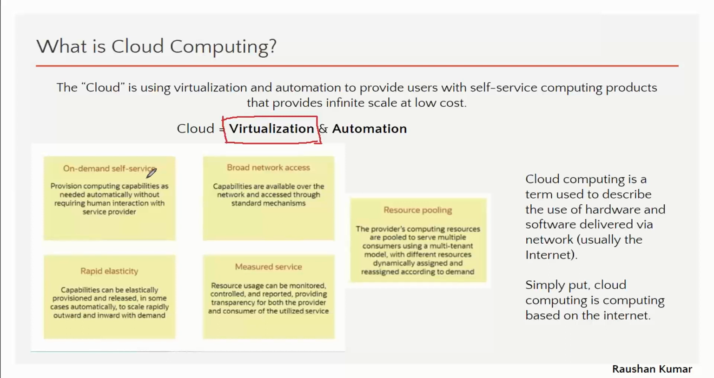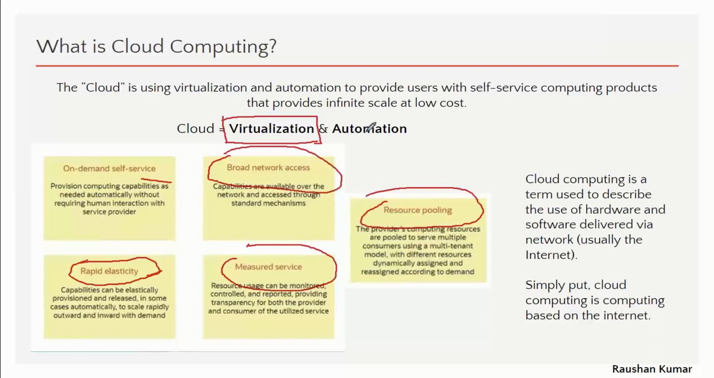The other features: on-demand self-service, measured service, where everything is measured. Broad network access: they have a footprint across the globe. Rapid elasticity: you can get as many servers as you want, whenever you want, with the click of a button. Resource pooling. These are all the features of cloud computing that we're dealing with here.